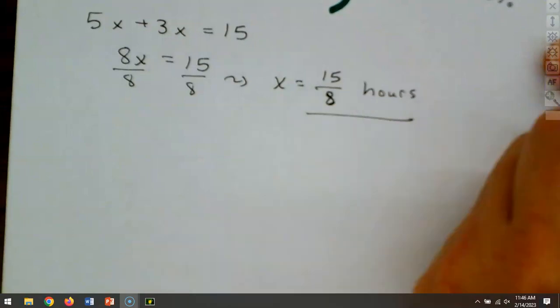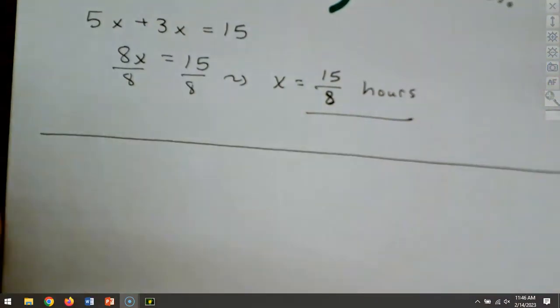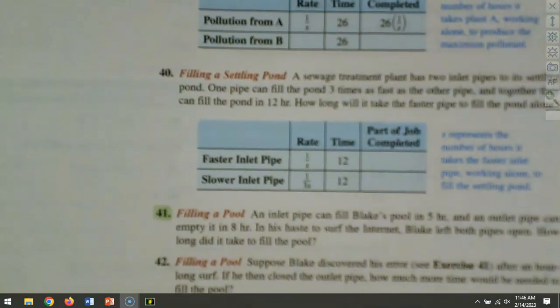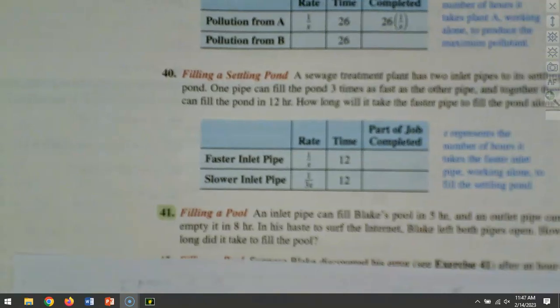Now that's when they add together. But you can also have it where they subtract from each other. An example of that would be filling and draining of a pool. So question 41 is a subtraction question.